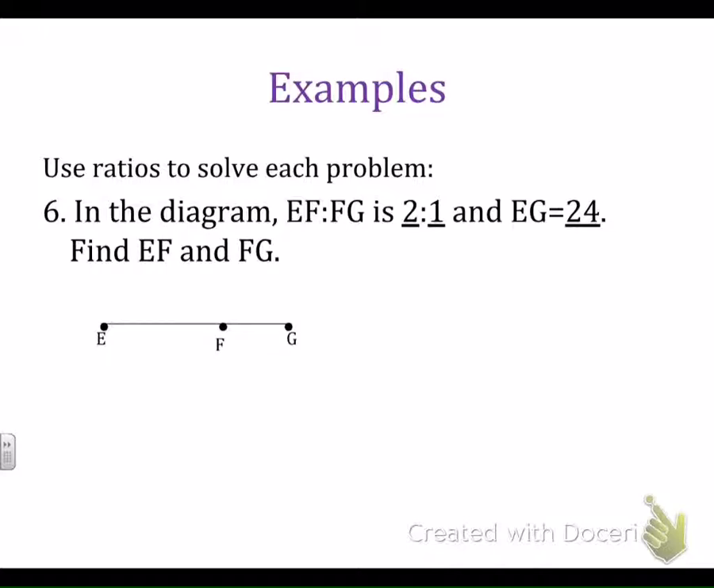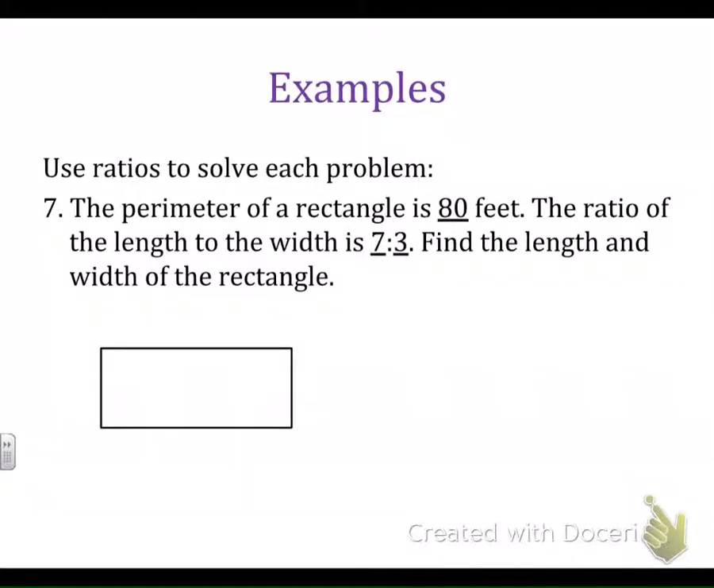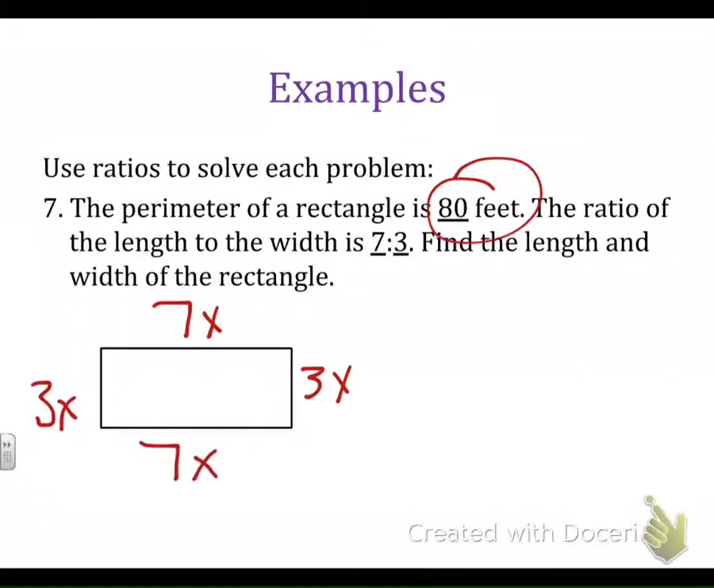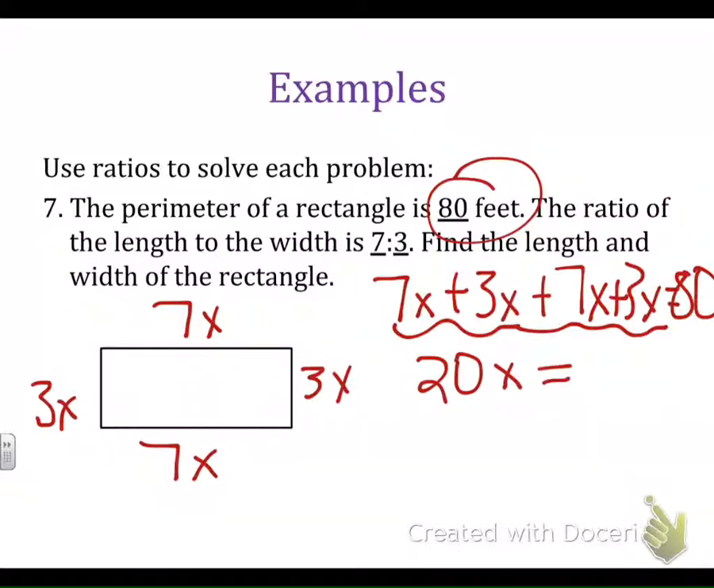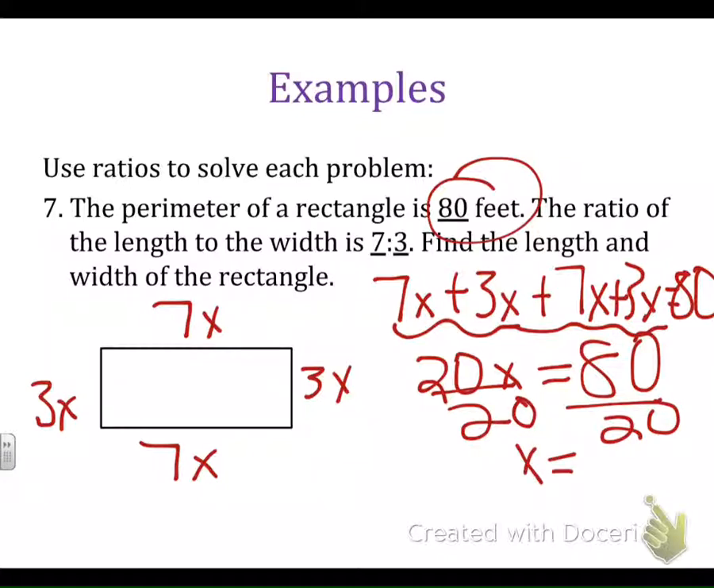Alright, I'm going to skip this one. Alright, so same thing with the perimeter. So the length to the width is 7 to 3. So I'm going to call this 7x, this 3x, 7x, this 3x. We know it equals 80. So I'm going to add all these up. 7x plus 3x plus 7x plus 3x equals 80. So 20x equals 80, divided by 20. So x is equal to 4.